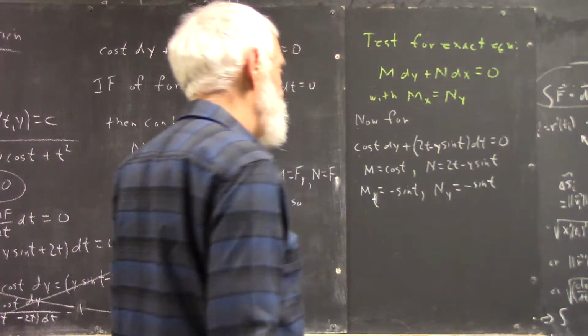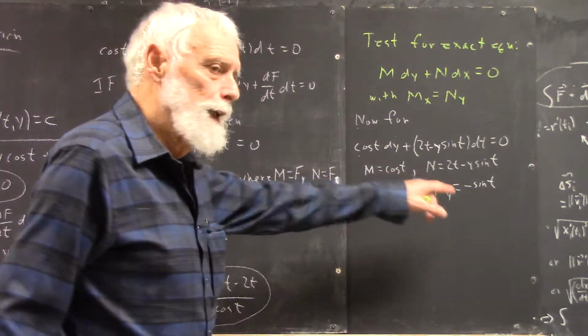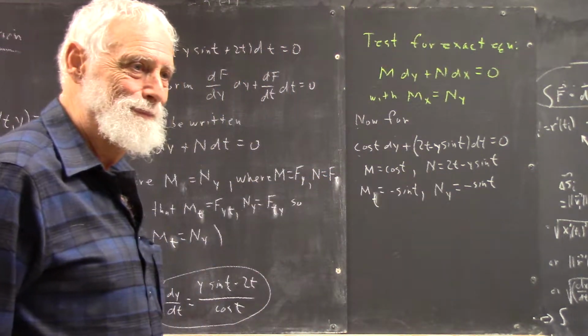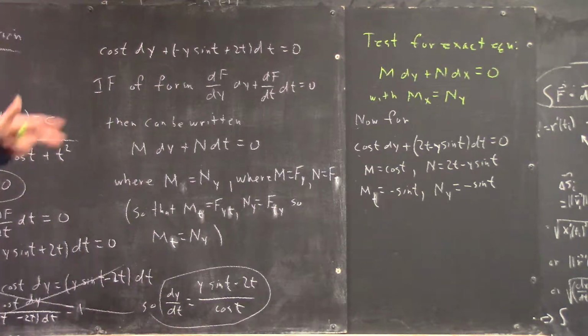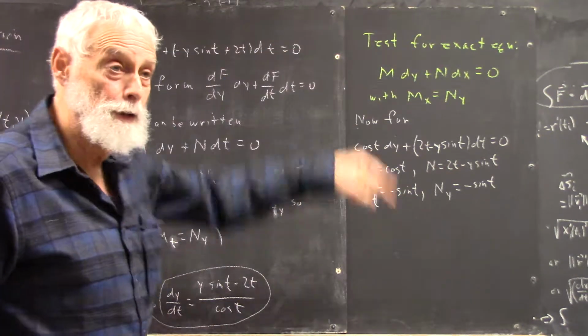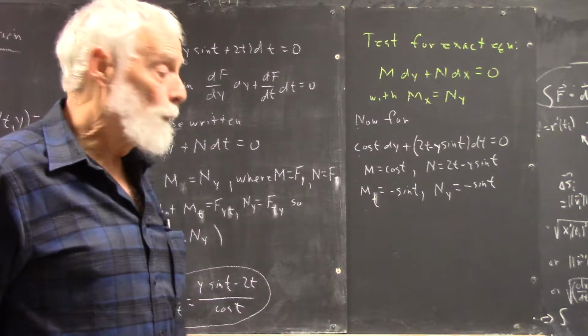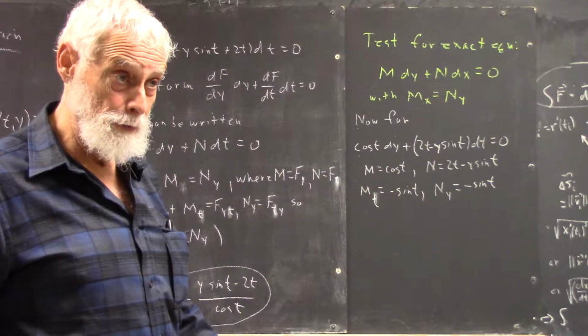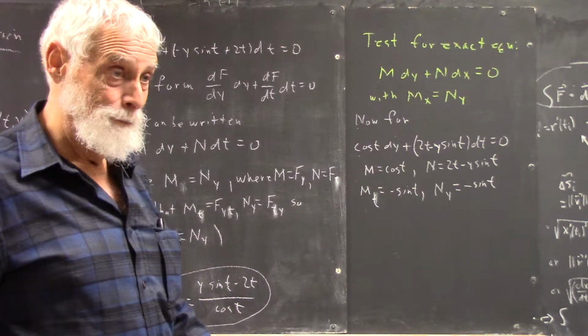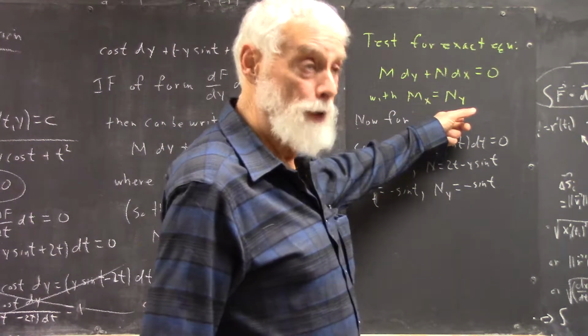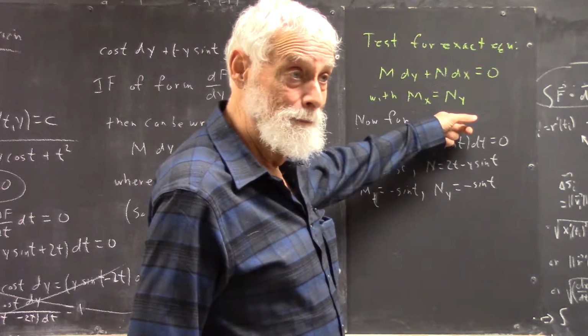Has to be, because of course, how did we get M and N? We started with a function that took its differential to get this equation, right? So we know the equation comes from a differential. Now, if this condition holds, then the equation came from a differential.